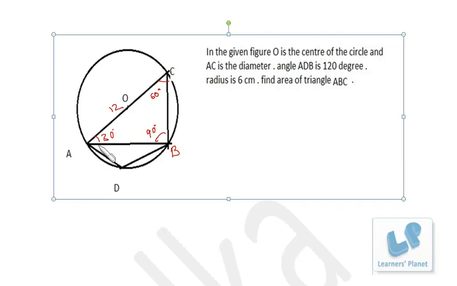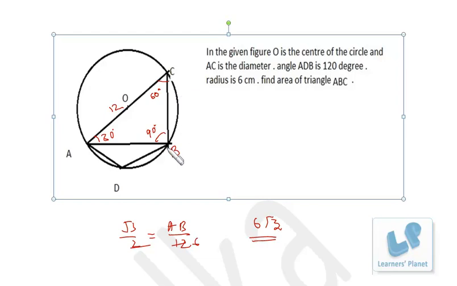Now we want to find out the area of this triangle ABC. That means we need to know AB and BC, right? Now AB is what? Base of this triangle, right? So relationship between base and hypotenuse is given by cos theta. So cos 30 degree, that is root 3 by 2 is equal to base by hypotenuse, so AB by 12. So AB is equal to 6 root 3. So base is 6 root 3.